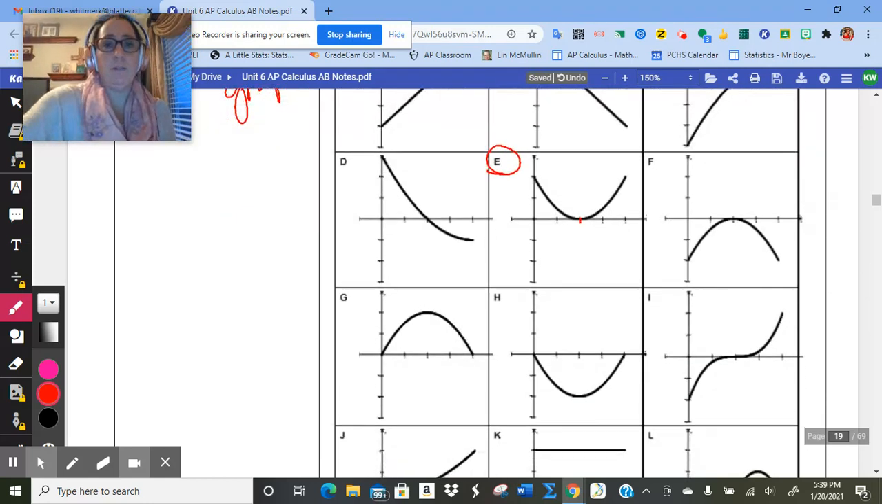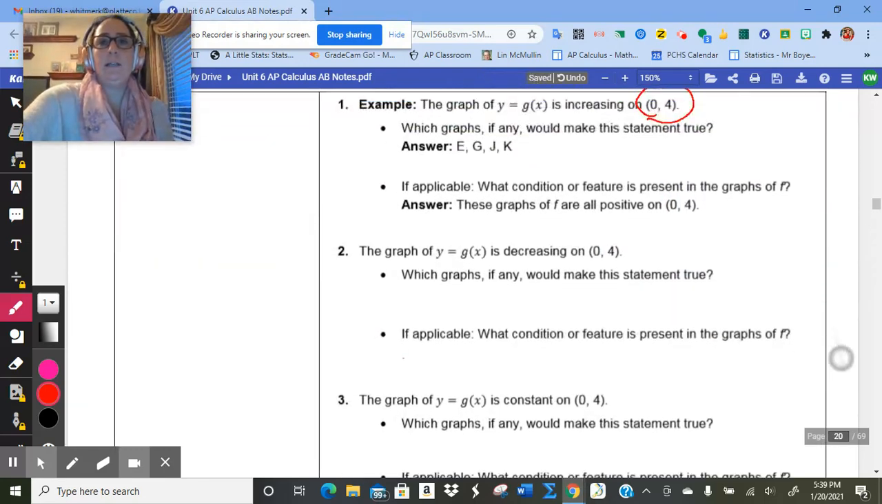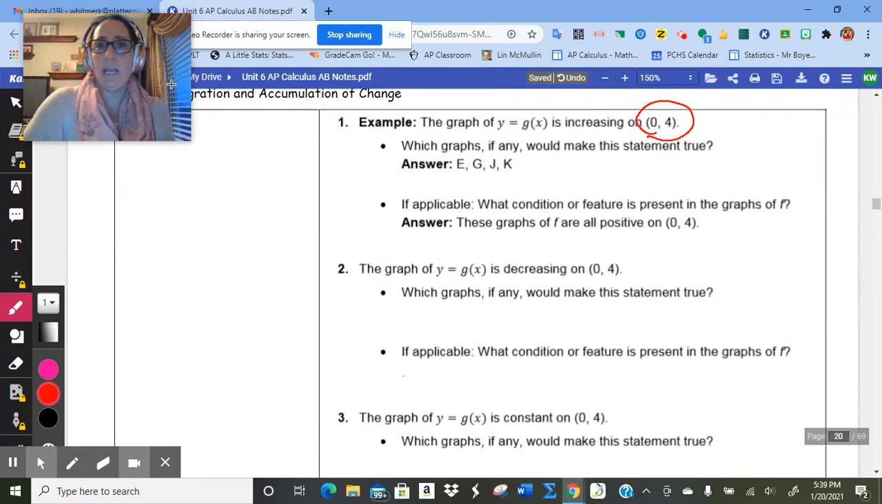F is all negative there. G is completely positive. Negative switches. J would work, and K would work. So we can see that E, G, J, K would be a true statement for this. That's where the graphs of f are positive, because remember, g prime of x is the f of x.